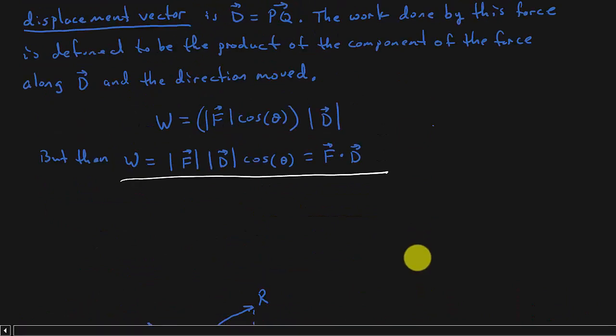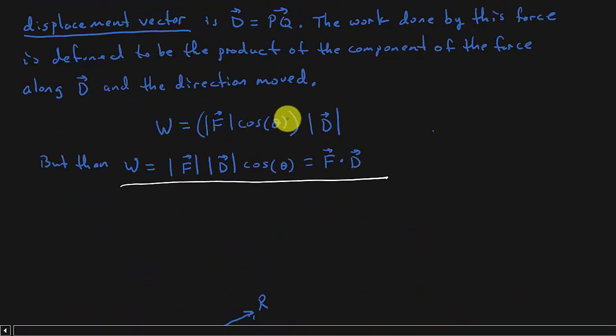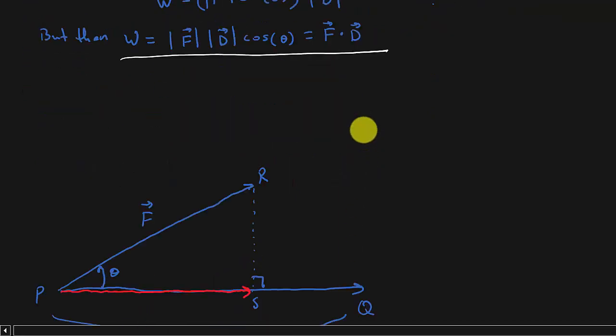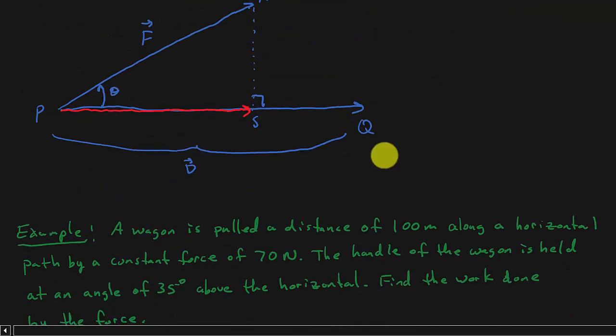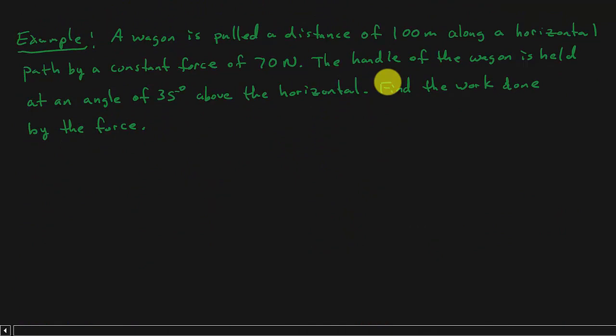So let's look at it. You've got the work is the magnitude of the force times cosine theta times the magnitude of D, which we just wrote: magnitude of F times magnitude of D times cosine theta, which is just the dot product of F and D. That's all it is.